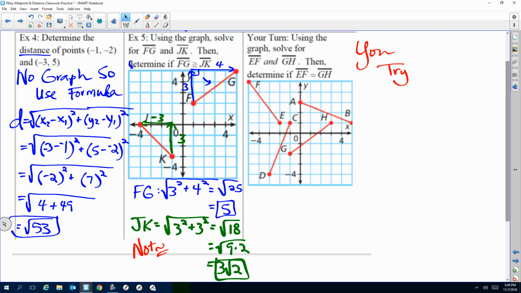You can use your graph. I want you to compare EF. So it's up, then you go to the left. Up 1, 2, 3, 4, then 1, 2, 3. That's just like the one we just did. FG. And then we're comparing that to GH. So here's our G, I believe, and then our H. Okay, so find that distance and compare your hypotenuse.